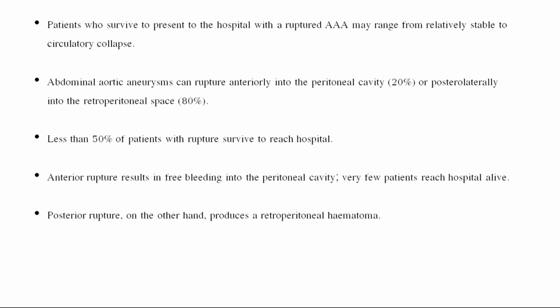So patients who survive to present to the hospital with a ruptured abdominal aortic aneurysm may range from a stable condition to a circulatory collapse condition. So abdominal aortic aneurysms can rupture anteriorly into the peritoneal cavity. These are the least percent, 20%. The majority of the patients rupture posterolaterally into the retroperitoneal space. That is approximately 80% of the cases.